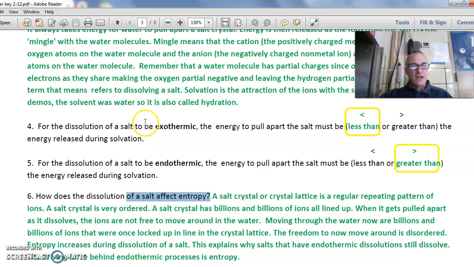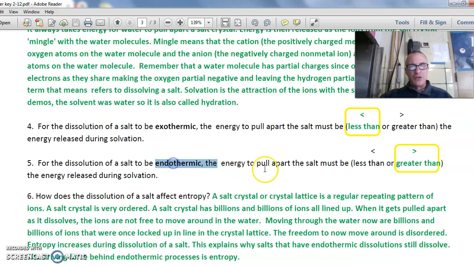Let's take a look at number 4 to make sure we understand this. For a salt to be exothermic, the pulling apart of the salt must require less energy than the energy released during the mingling, which we call solvation. It says up here, solvation is the attraction of the ions to the water molecules, if water is in fact the solvent.